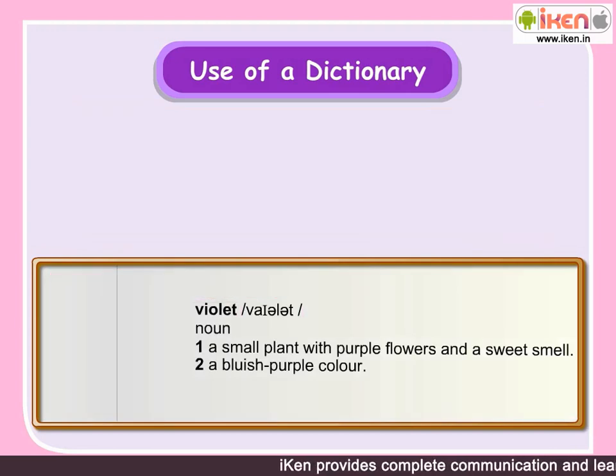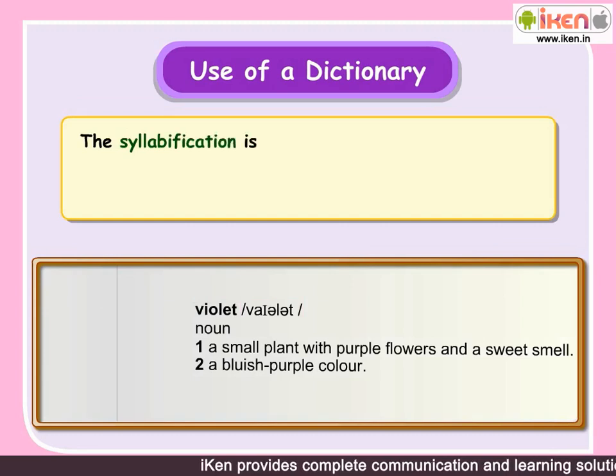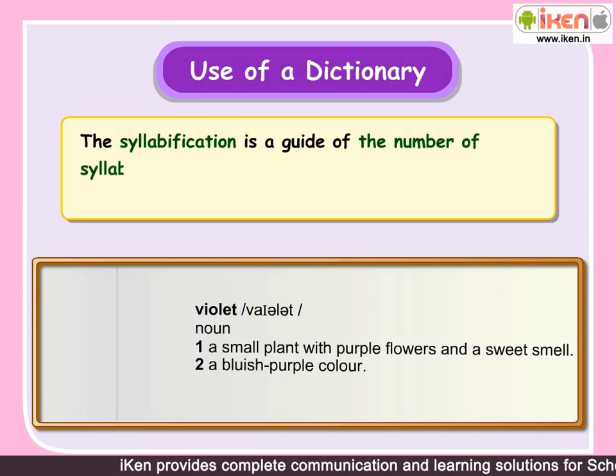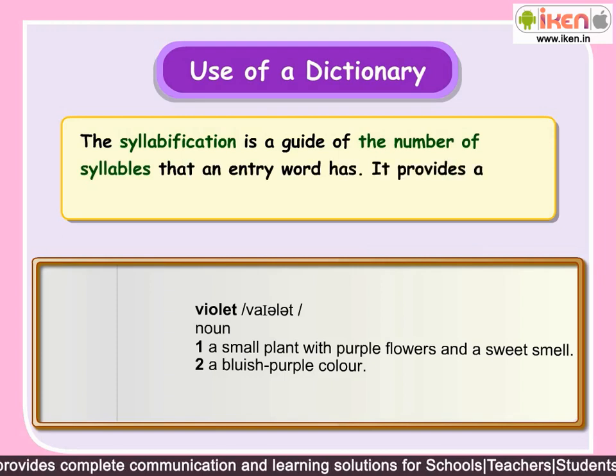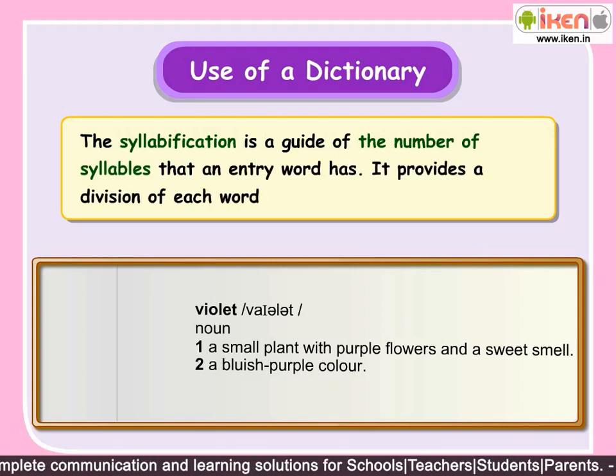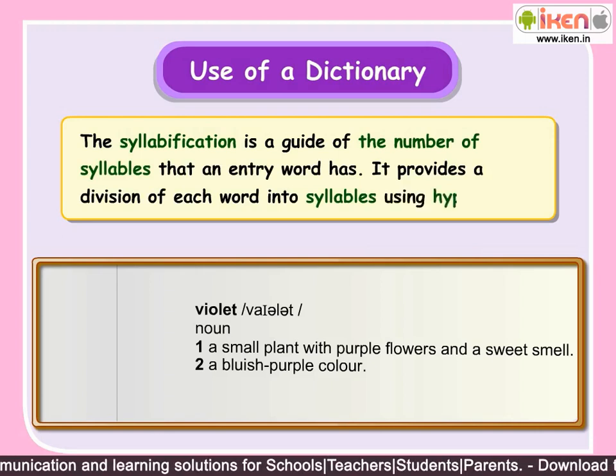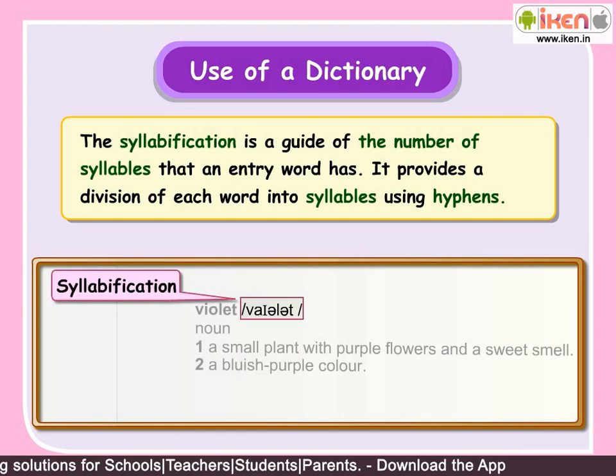The dictionary provides syllabification guide of the number of syllables that an entry word has. It provides a division of each word into syllables using hyphens. The word violet has 3 syllables: vi-o-let.